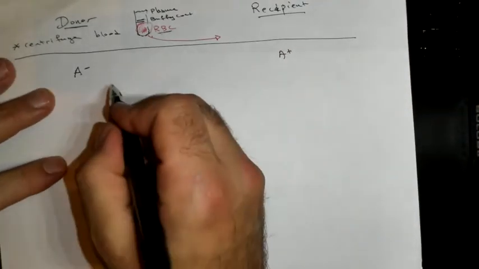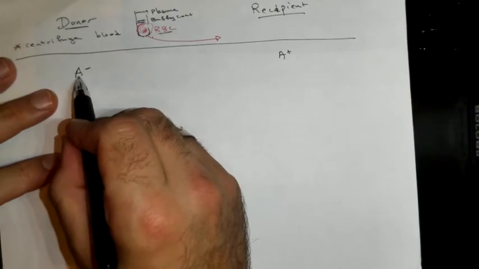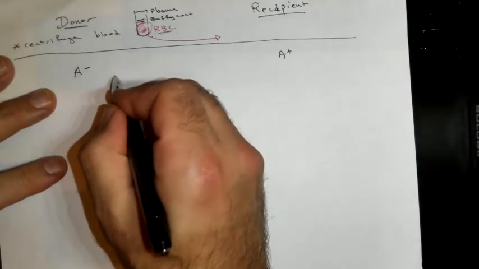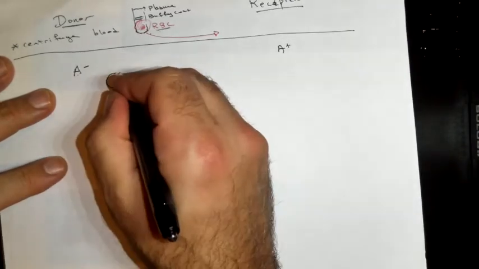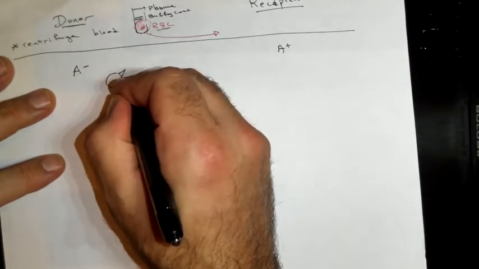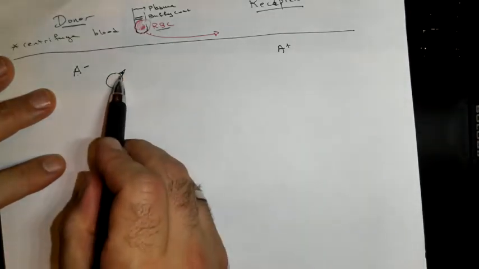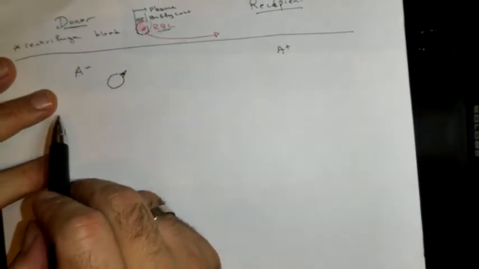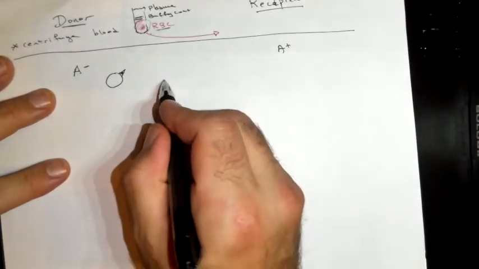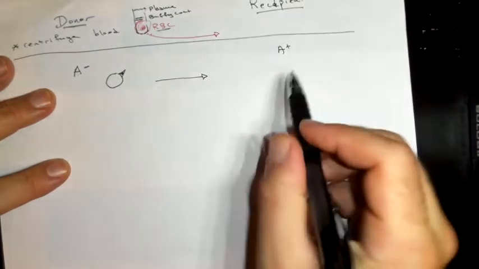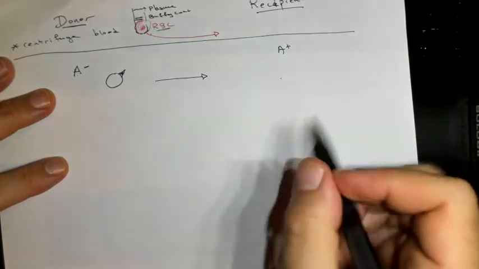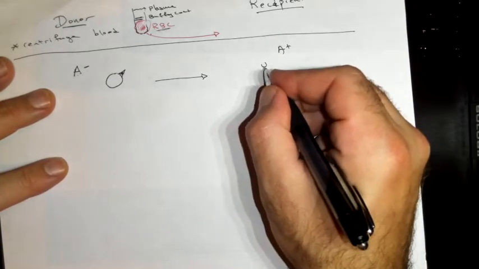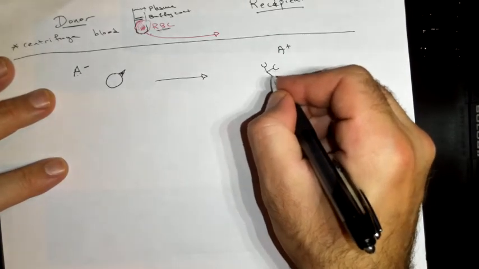And so I ask myself, what does this RBC look like? So I just draw it shorthand. I draw the RBC, and I draw the A antigen, and then I ask myself, can I put it inside this person's plasma? And then I draw out this person's plasma with the circular sticky ends.